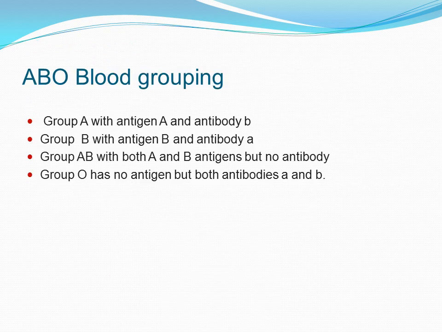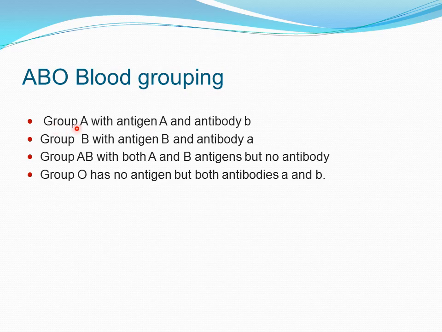Now it is clear to all of us what antigens are present in the blood groups. Those groups together are called the ABO blood grouping system, depending on the antigen present on the surface of the RBC.